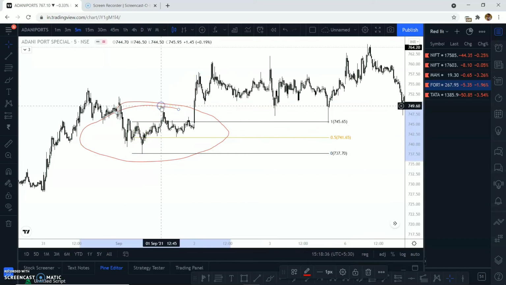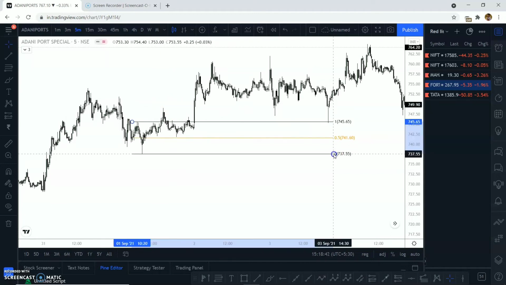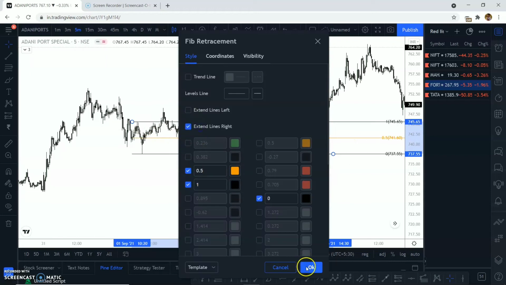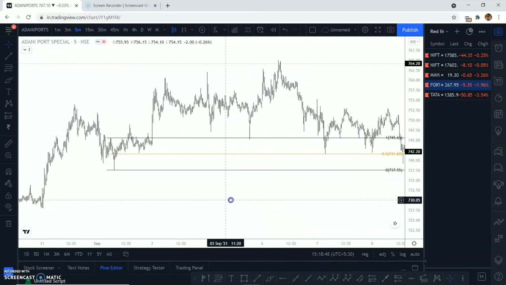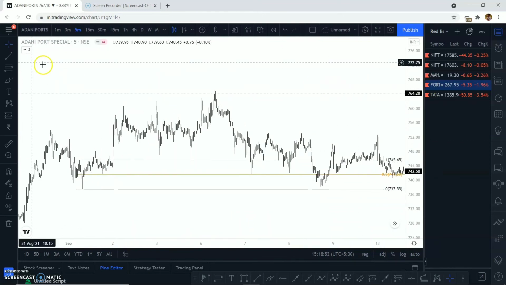For people who do not understand this, please go back to my previous videos and see how I draw order blocks. You will definitely understand this point. Extend lines to the right, and this is where the prices are now coming down. Okay, now try to understand this, guys. What is our area of entry?